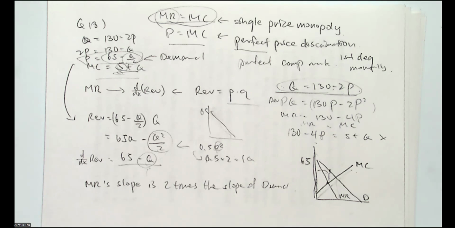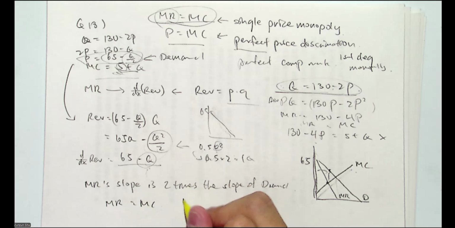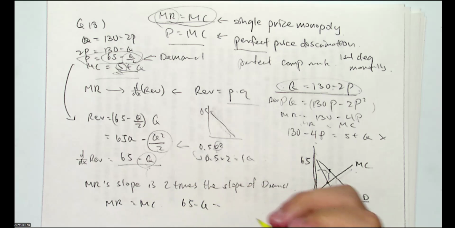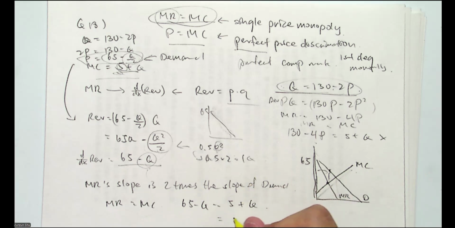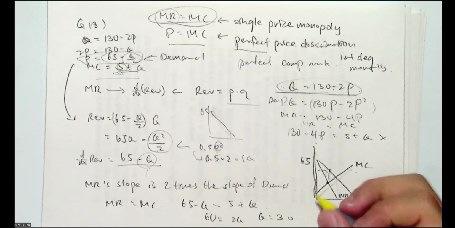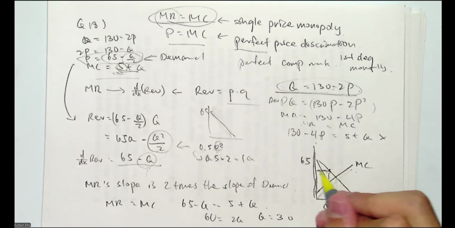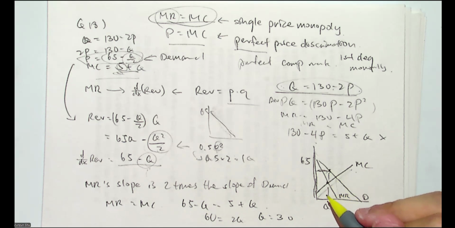Okay, so let's try it. MR equals MC. So 65 minus Q equals 5 plus Q. We move the Q to that side. 2Q is equal to 65 minus 5, 60. Q is 30, not bad. And the question is, we're trying to find the price. So we found the Q. How are we to find this price? Well, it's not really hard either.